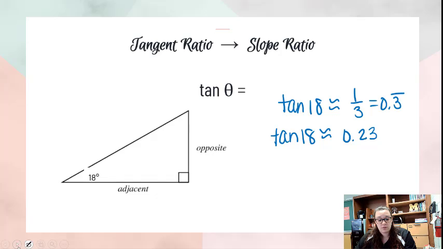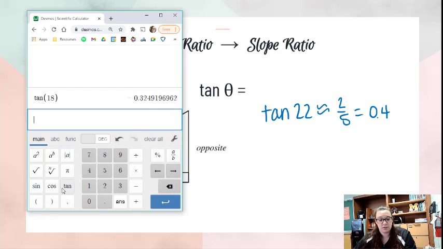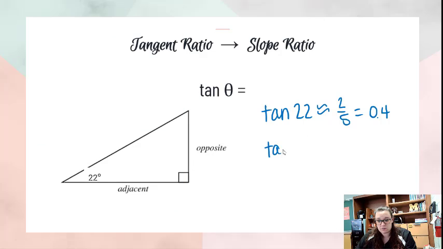All right, let's do another one. Here's the 22-degree angle. I know the tangent of 22 should be approximately 2/5, which is 0.4. Let's see what it actually is now. Tangent 22 is 0.4040, so 0.4 pretty much. Tangent 22 is 0.404 and so on.